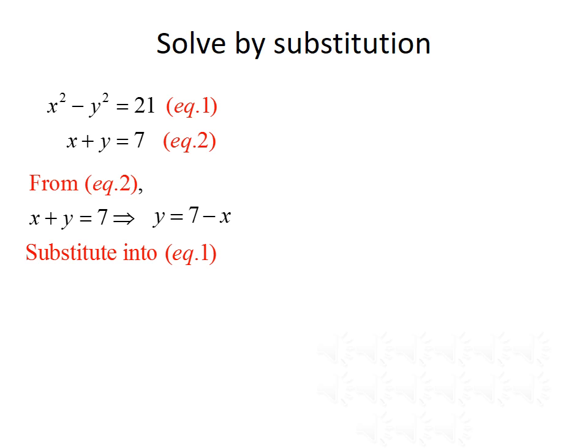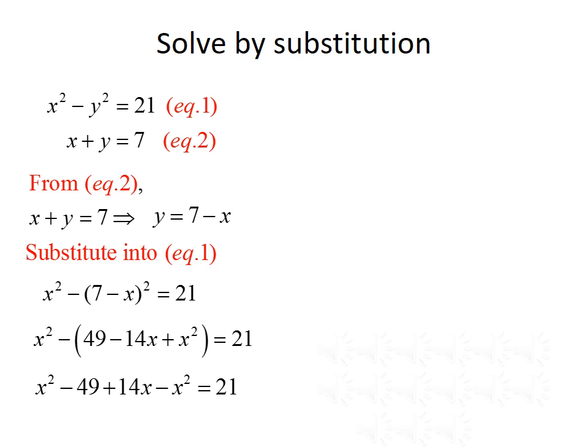To use the substitution method, we'll substitute this result back into equation 1. So x squared minus (7 minus x) quantity squared equals 21. We'll simplify by FOILing (7 minus x) squared, so we'll have x squared minus (49 minus 14x plus x squared) equals 21. We'll distribute the negative sign throughout the parentheses, so we'll have x squared minus 49 plus 14x minus x squared equals 21. And then we'll combine our like terms. x squared minus x squared will cancel out, so we're left with 14x minus 49 equals 21.